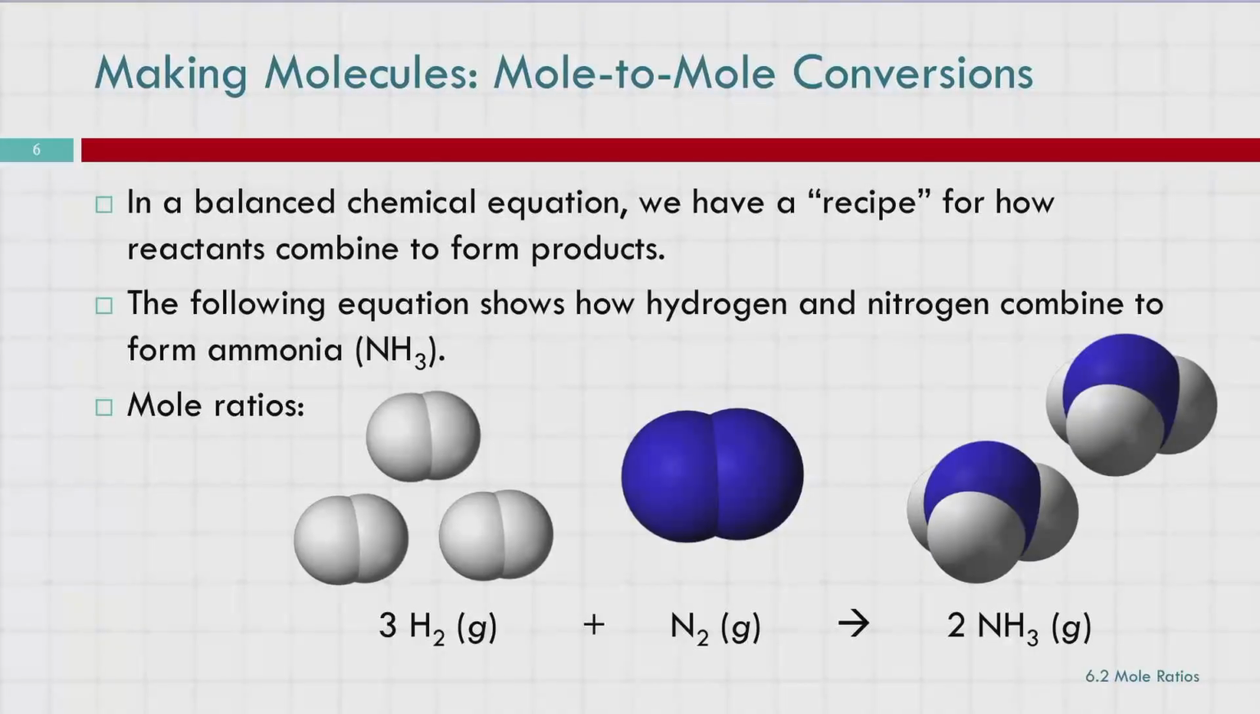We'll do great. So in a balanced chemical reaction, we have a recipe for how our reactants combine to form products. Remember that our reactants are on the left side, our products show up on the right side. This equation shows how hydrogen and nitrogen combine to form ammonia. So we put in 3 H2s and 1 N2. Given the right conditions and time, 2 NH3s come out. The bonds break and they reform into these new molecules.